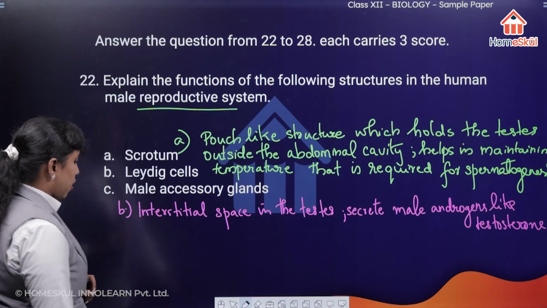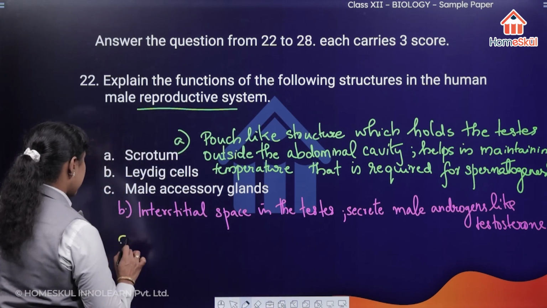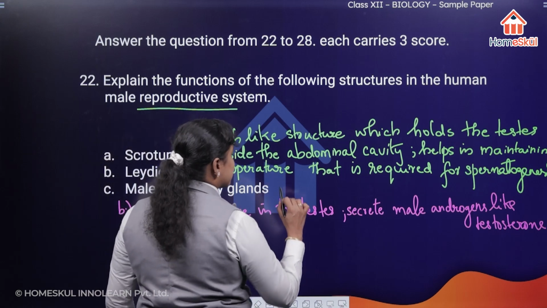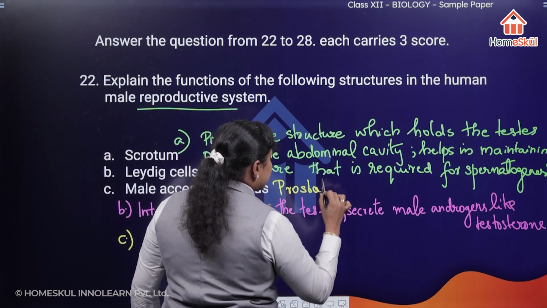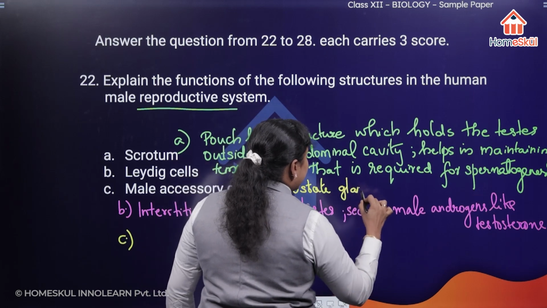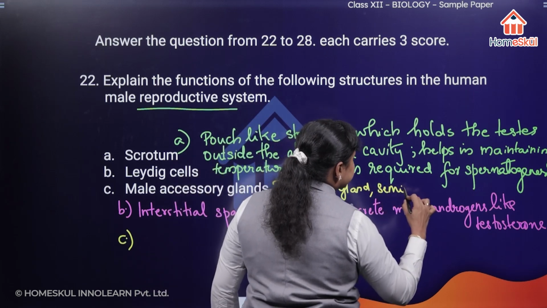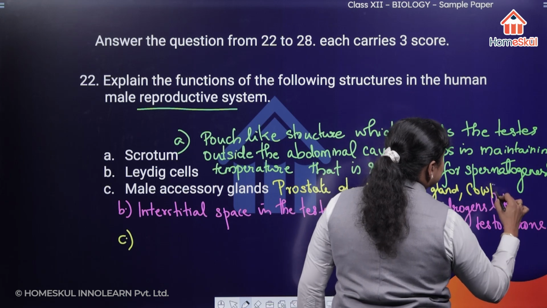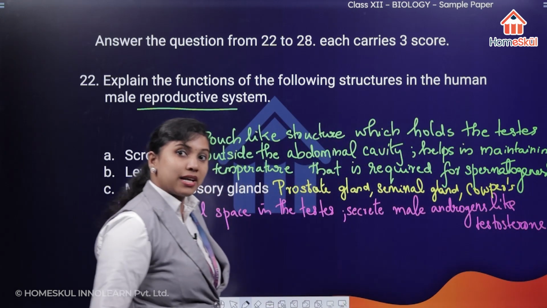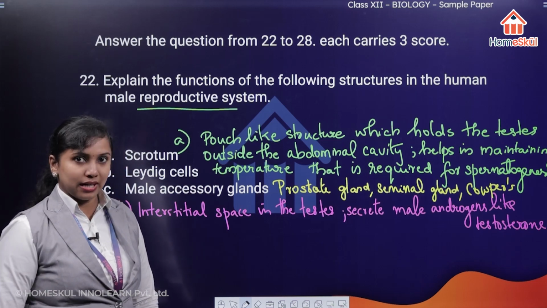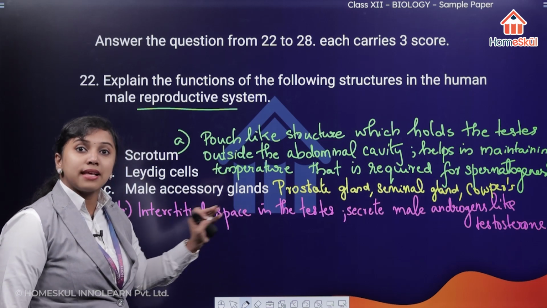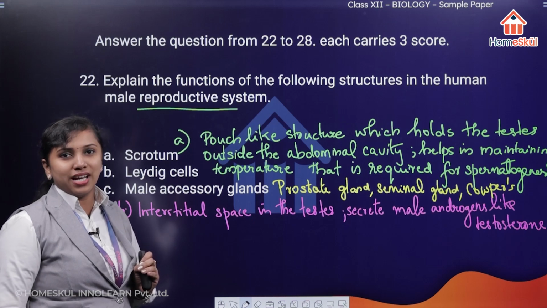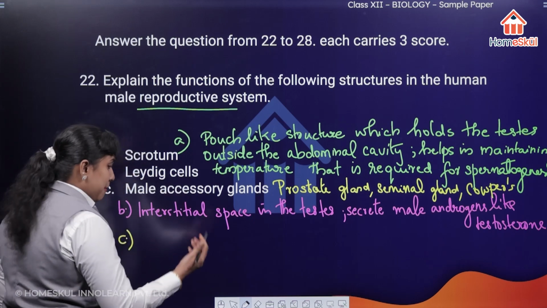Okay, then what is question C? Here, the male accessory glands. And what are the male accessory glands? We know that the male accessory glands are the prostate gland, then seminal gland, and Cowper's gland, where Cowper's gland is otherwise known as bulbourethral gland, and they constitute the seminal plasma. The secretions from these glands along with the sperm constitute the semen, right?